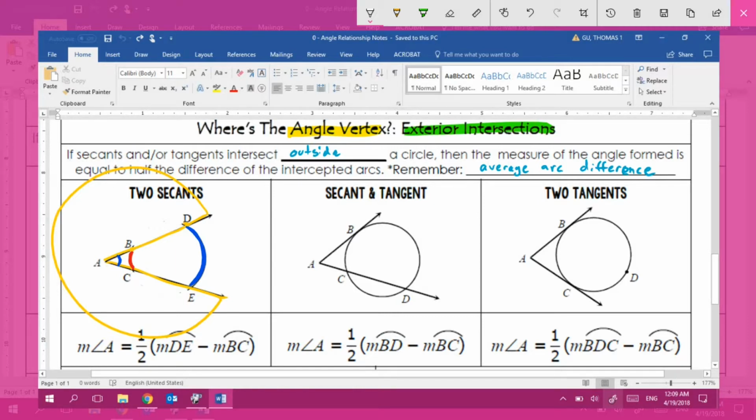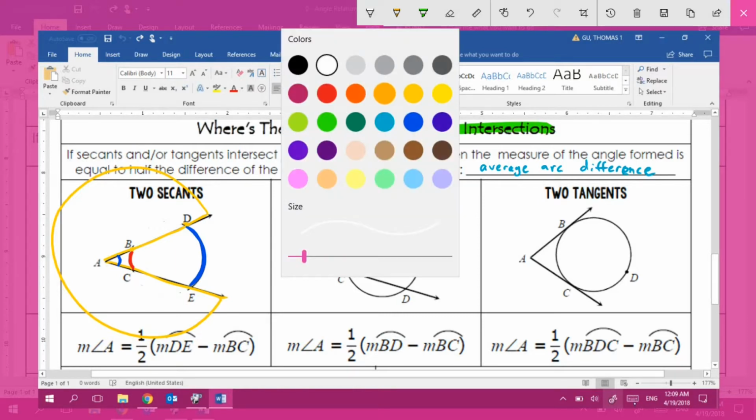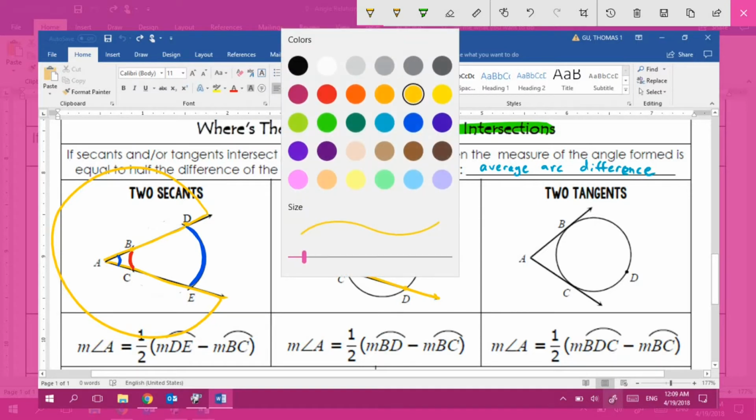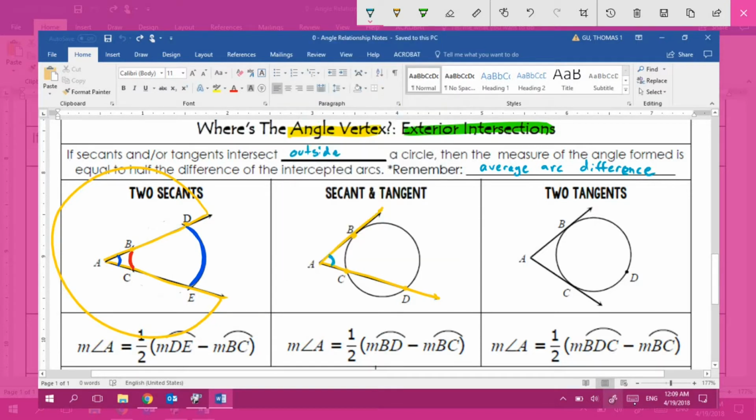Looking at the next one. This one is a tangent and a secant. Look at this. AB is a tangent because it intersects at only 1 point right there. And then AD is a secant because it intersects at 2 points. That's C and D. So we can do the same thing. The measure of angle A equals 1/2 of the measure of arc BD, which is this right here.